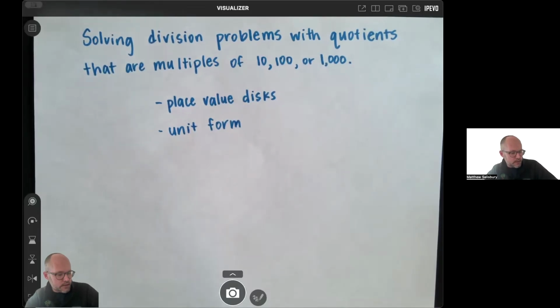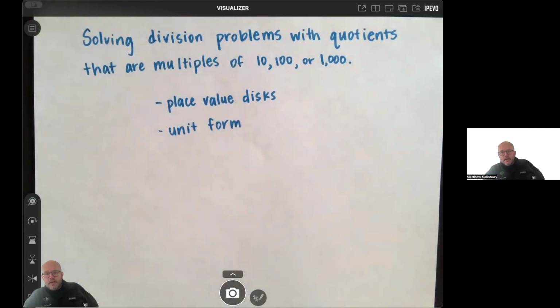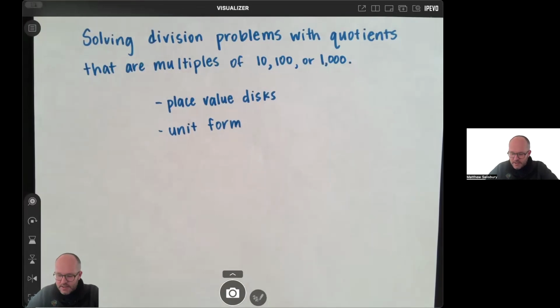All right. Hello. We are going to talk about division problems when we have quotients that are multiples of 10, 100, or 1000. And there are a couple of ways that we can work with these. We are going to talk about place value disks and also using unit form for these sorts of problems.